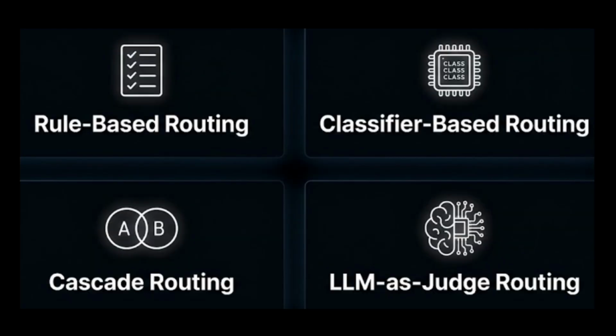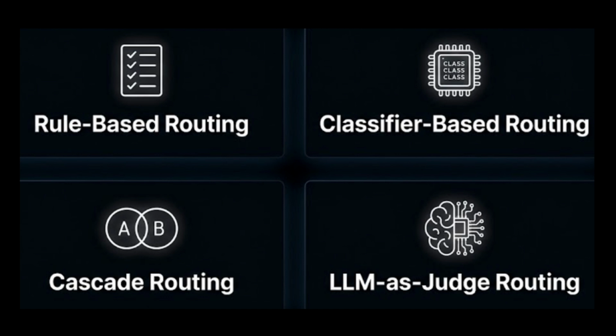Now let's get into the actual strategies. There's not one way to route. There are several, and most production systems use a mix. The simplest is rule-based routing. You write explicit if-then logic. If the query is under 50 tokens and doesn't contain code keywords, send it to the small model. It's cheap to run, predictable, but brittle.